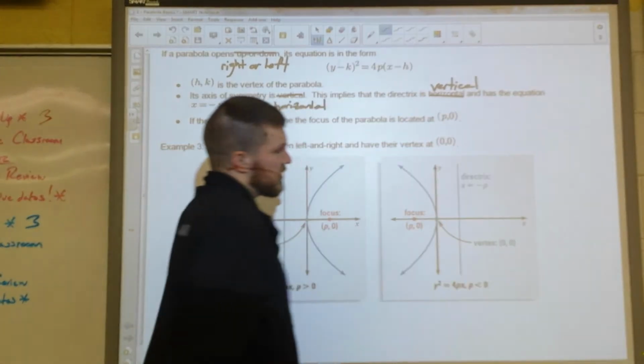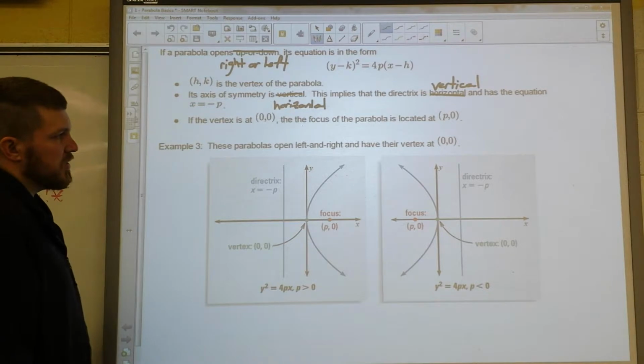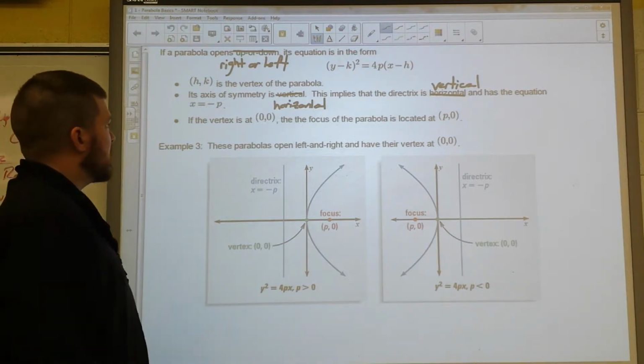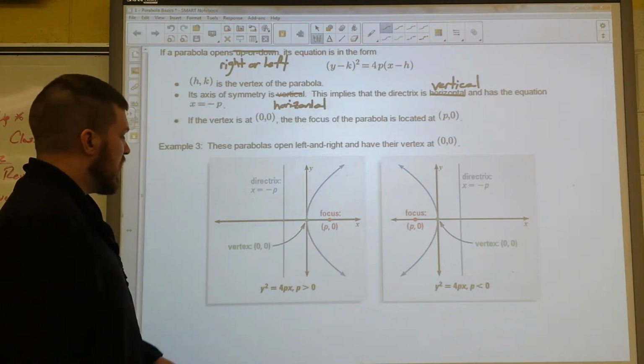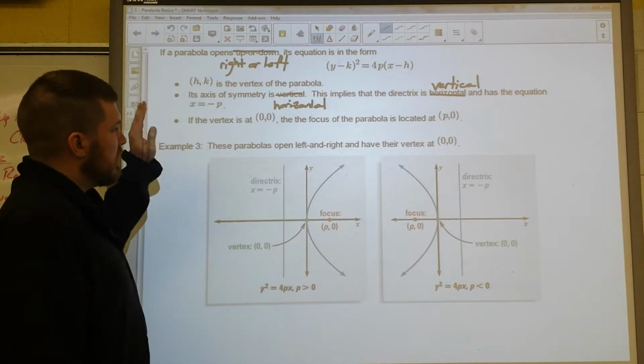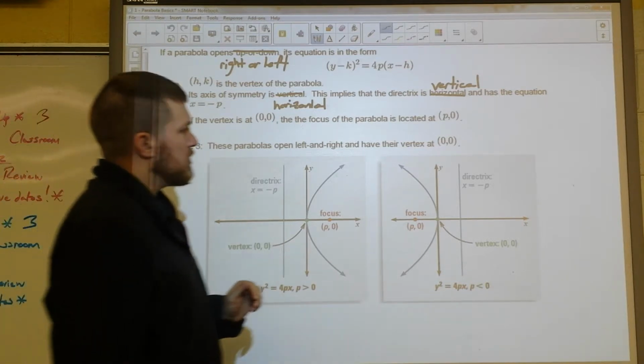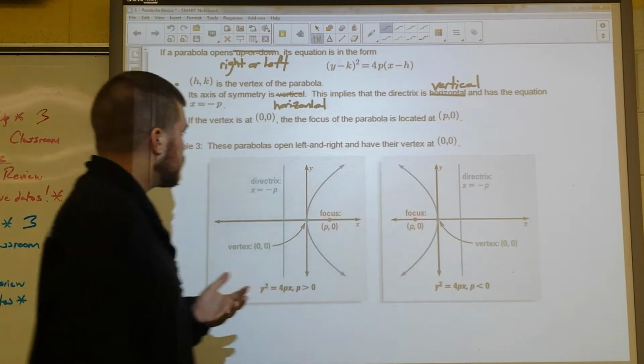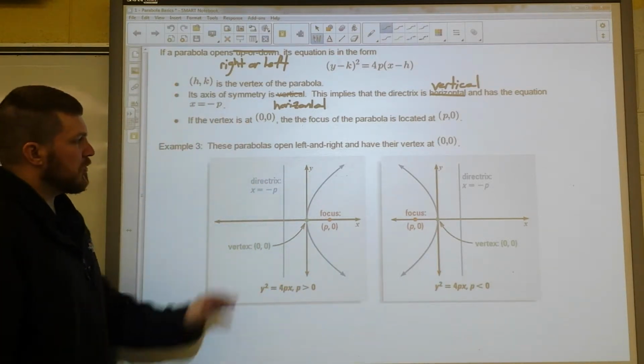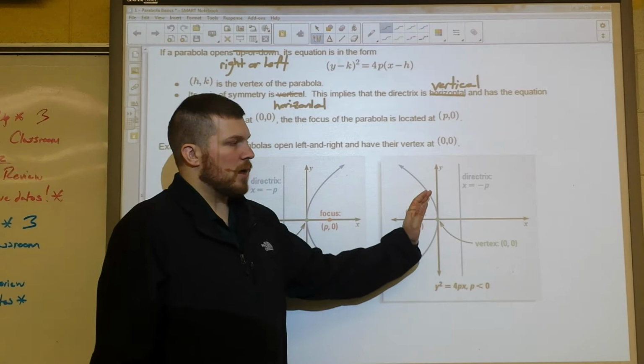I really should have just typed this out instead of copy and pasting it from the previous page. It has the equation of x equals negative p. And if the vertex is at 0, 0, then the focus of the parabola is located at p comma 0. Here are two examples of a parabola that opens up to the right and a parabola that opens up to the left.